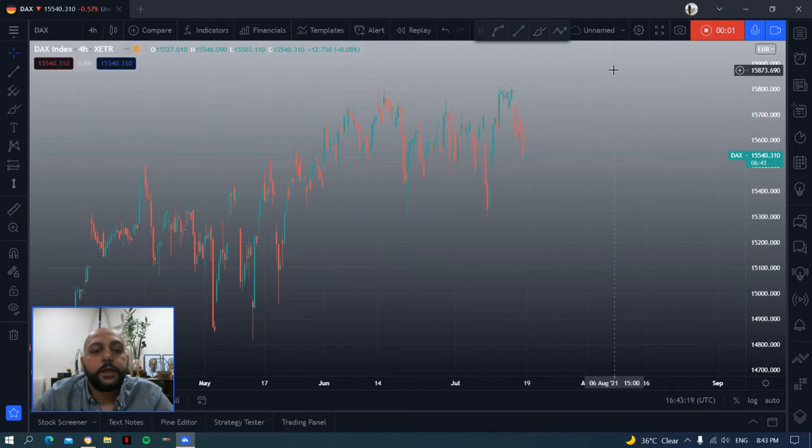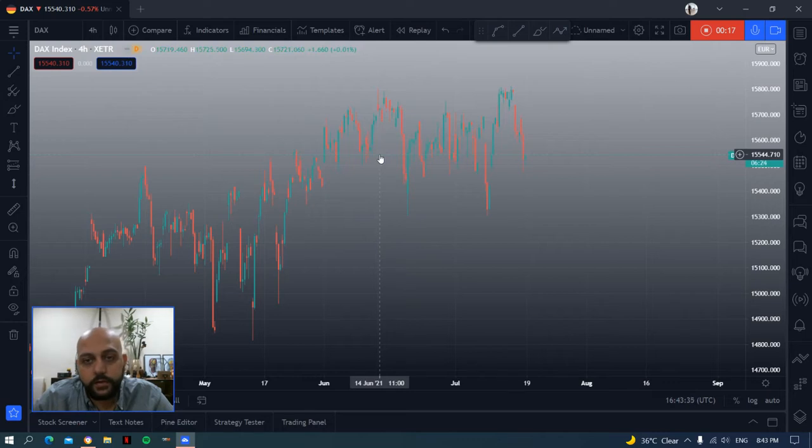Hello everyone, today we're going to be looking at the DAX index chart. We're going to be looking at a 4 hour chart and a weekly chart to try to understand the trend and what's going on with the market right now. So the first thing we're going to be looking at is the 4 hour chart, and we're going to try to analyze the chart using different indicators and trends, etc.